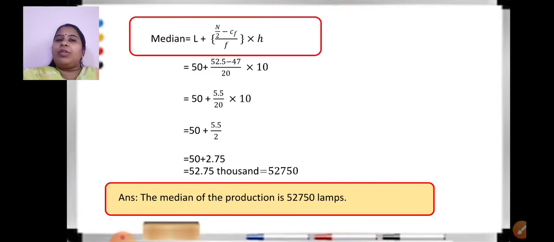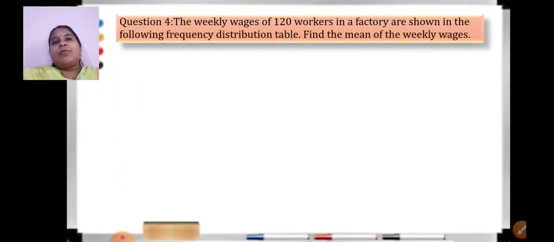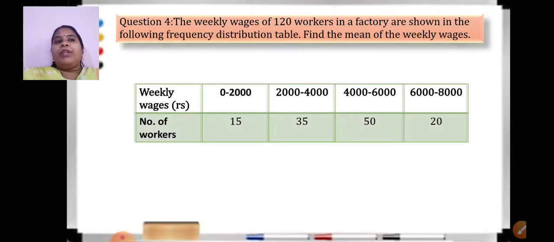We have solved nearly all the sums of the practice set. Now we will take one sum of mean. It is from the problem set, so that the mean concept is also revised. The weekly wages of 120 workers in a factory are shown in the following frequency distribution table. Find the mean of the weekly wages. Now as I have told you, for mean you just have to learn the direct method and the assumed mean method; the step deviation method you don't have to learn.